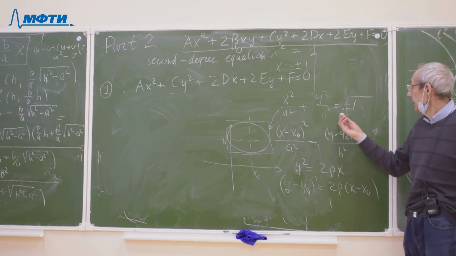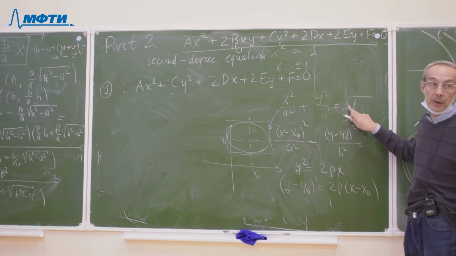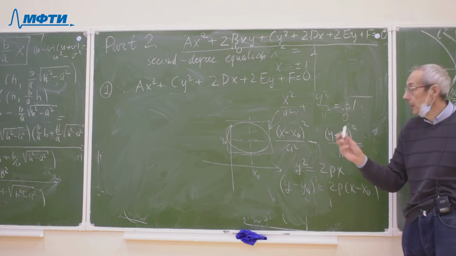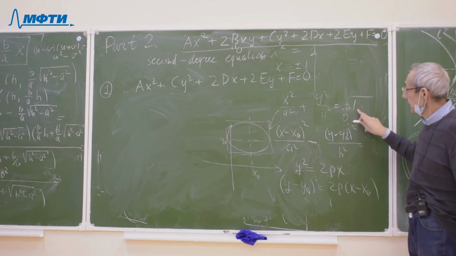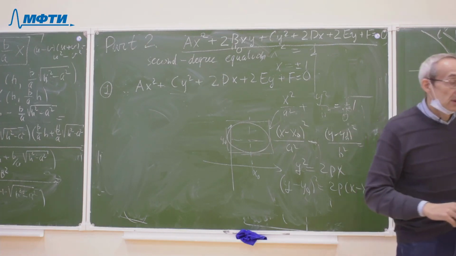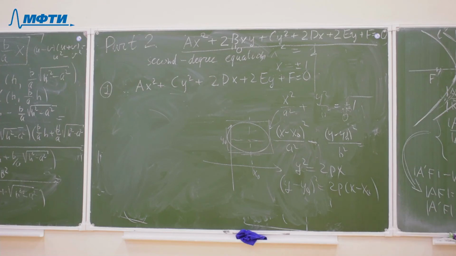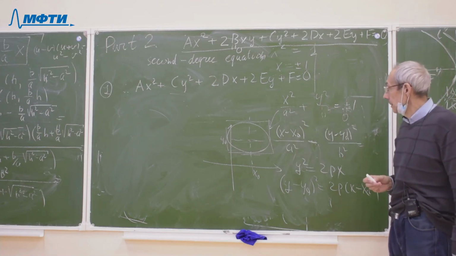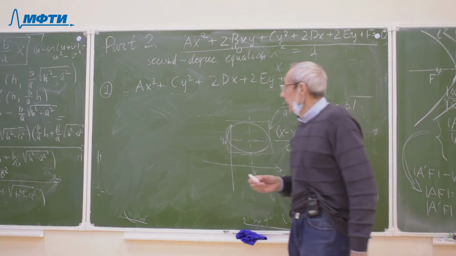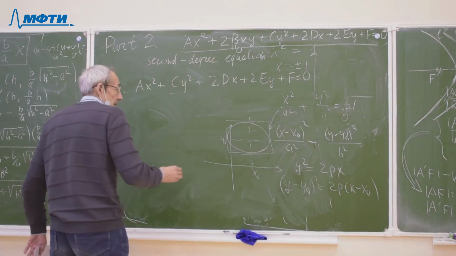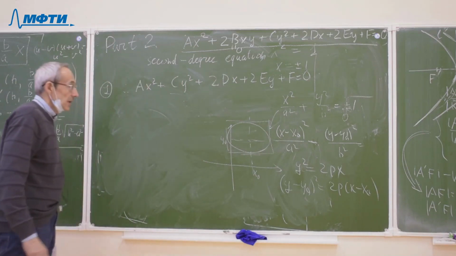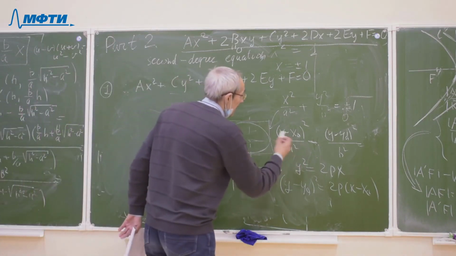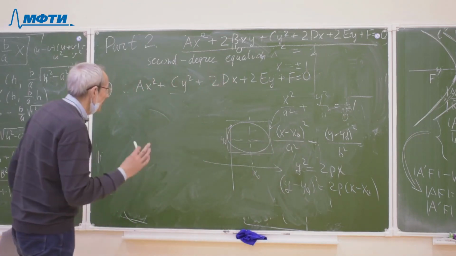In the case of plus 1, we obtain an ellipse. In the case of 0, we obtain only one point. And in the case of minus 1, we obtain the so-called imaginary ellipse. And we have the same situation for the other cases.